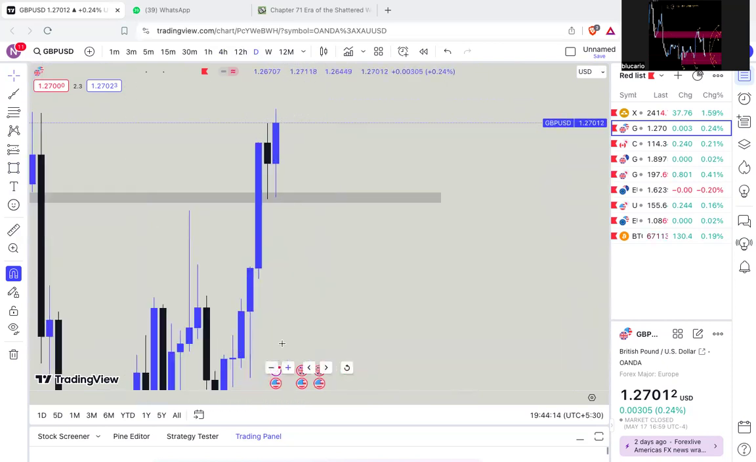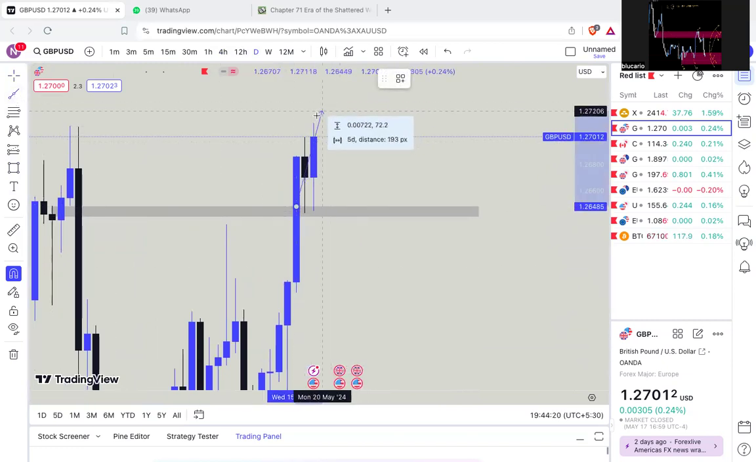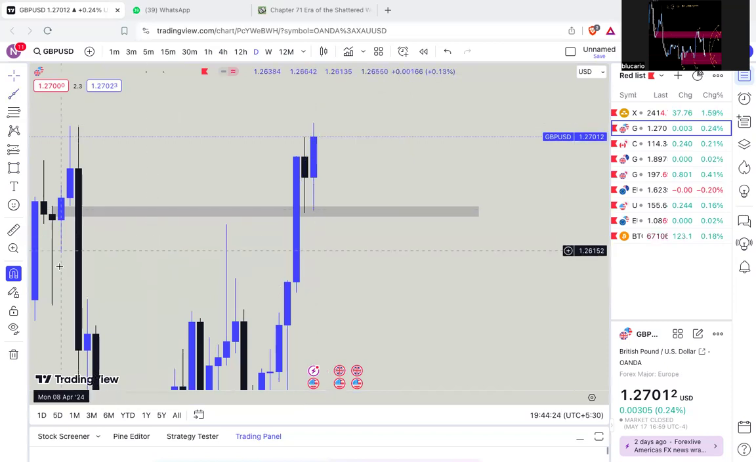But when it failed, the same critical level was used for buy. Please note this point: when a critical level for sell fails, it will act as a critical level for buy. So this is how it works.